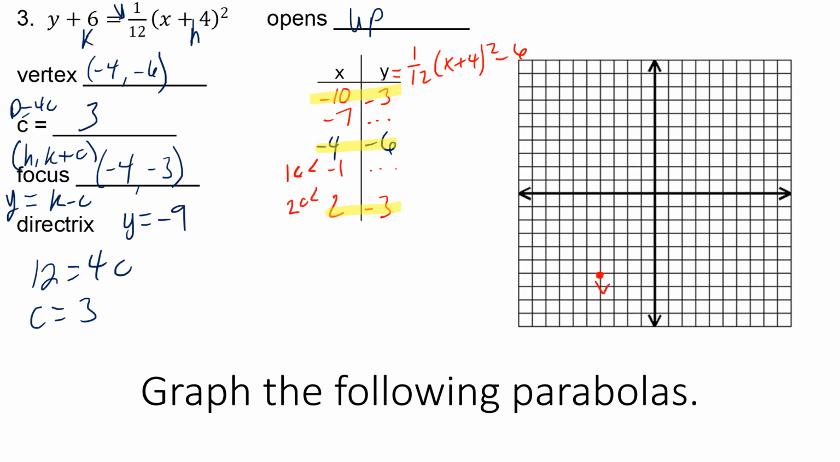From my vertex, I know that my C is 3. So I know my focus and my directrix are going to be off of this axis 3 units. One's going to be 3 units up and the other's going to be 3 units down. So 1, 2, 3. This is going to be my focus because my focus is inside my parabola. And 1, 2, 3 coming down. This is going to be my directrix. Okay. And that's because my directrix is outside of my parabola.